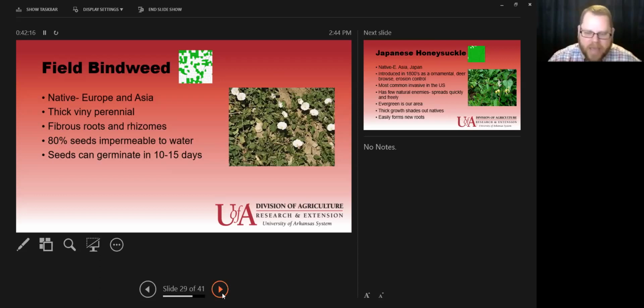And one of the other ways that field bindweed survives so well is its seed. It has a thick, hard outer coating on its seed. 80% of the seeds produced by field bindweed are impermeable to water. So it can stay viable for many, many years. It takes a while for nature to do that scarification process. And then when it does germinate, it can germinate in 10 to 15 days and then go and grow crazy. So that's one of the reasons why you think you've gotten it, you sprayed it, it was gone, and here it comes again. It's because of that seed that it has.